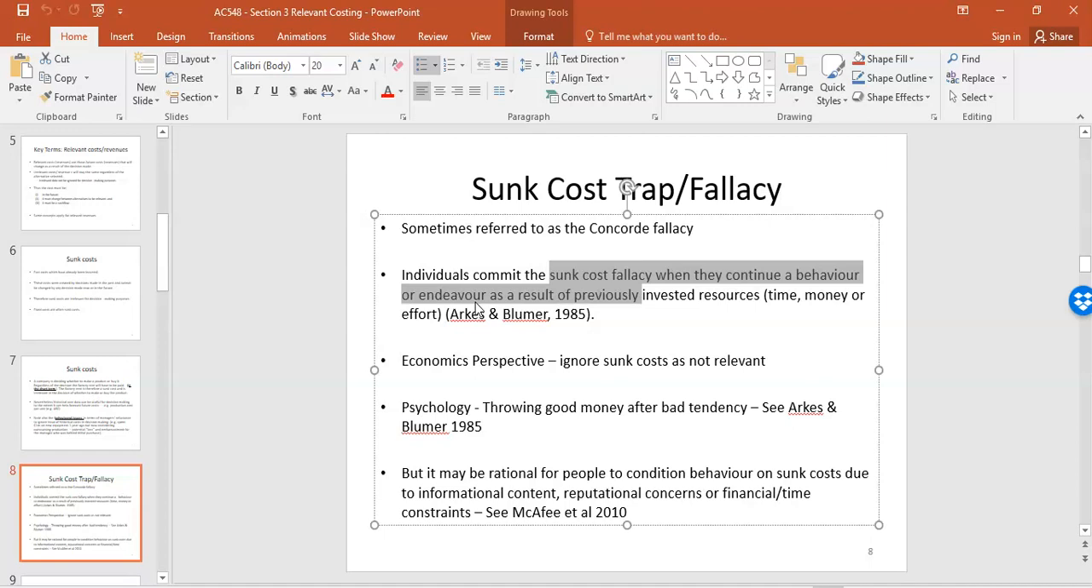So think about it. Does it make sense to plough more money in on a justification that we've put so much money in already? Is that the right psychology to do? And sometimes it can be rational for particular people to do it because of reputational concerns or time constraints. And there's a nice little article if you want to read that on Loop online. It's not a mandatory article, but it's a good one to say, well, maybe economic perspective is too basic in terms of ignore sunk costs. Maybe there are reasons or times where sunk costs are important to influence decision making.